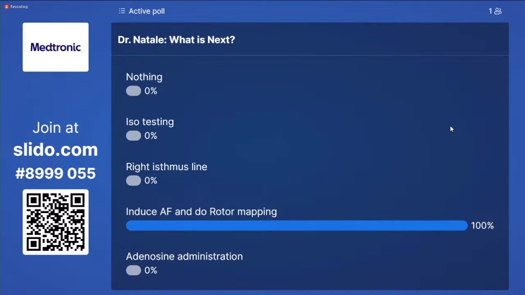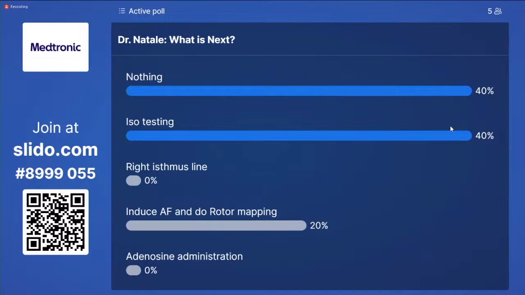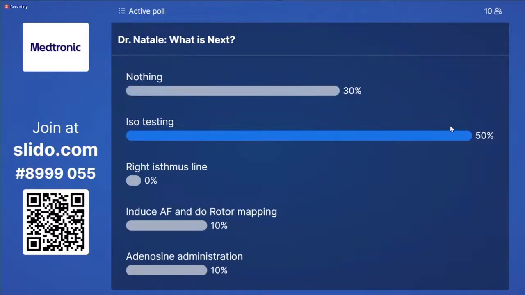Wow. I think this is Amin voting. He knows that I get very mad when somebody mentions rotors. Yes, exactly, strolling.